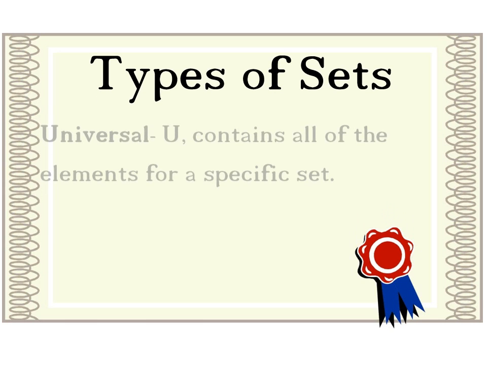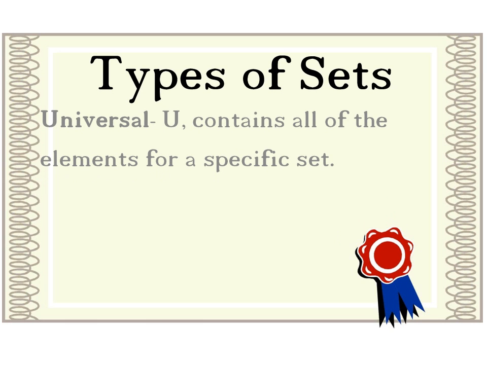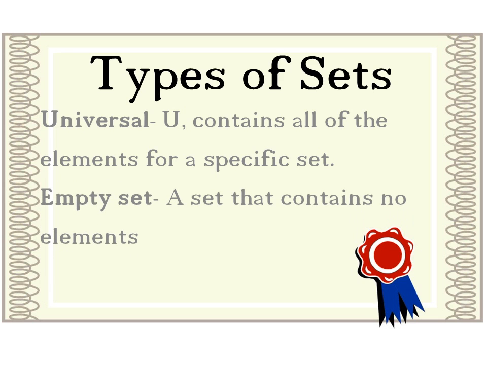The universal set is symbolized by U. It contains all of the elements for a specific set. An empty set, also known as a null set, contains no elements and is within empty brackets.